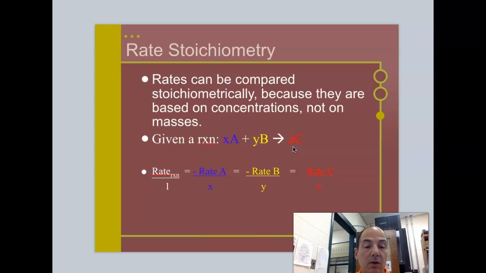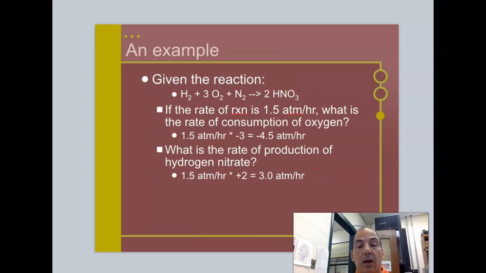Okay, and we will talk about rate stoichiometry. So for example, we have a reaction here of hydrogen plus oxygen and nitrogen making hydrogen nitrate. We're told that the rate of reaction is 1.5 atmospheres per hour.